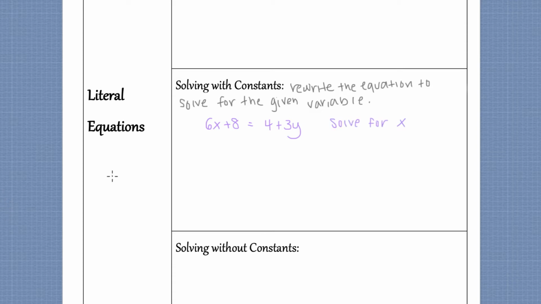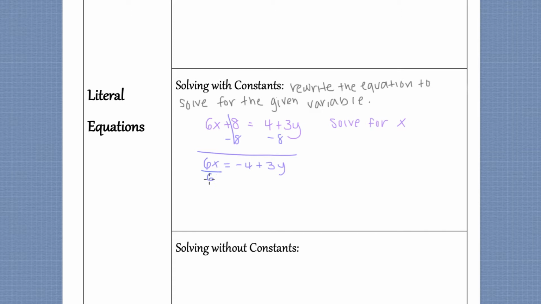So we would solve this like we would any other equation. We're just going to first want to get this x term isolated alone. So to do that, I'm going to subtract 8 from both sides, right here. And I'm going to work this out. So we have the 6x right there, and then positive 8 minus 8 cancels out, so that just leaves us with 6x, which is equal to 4 minus 8, which is negative 4, plus 3y.